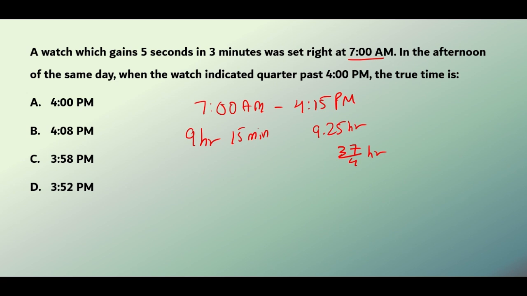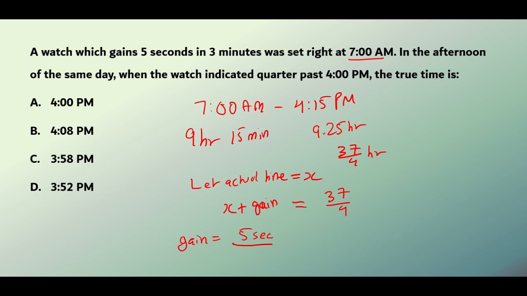So let the actual time, the true time that has elapsed, equal x. Then x plus the extra gain would be equal to 37 by 4. Now the gain in terms of x: the gain is 5 seconds per 3 minutes. So 5 seconds divided by 3 times 60 seconds. And seconds would cancel each other, and this will be the rate of gain.